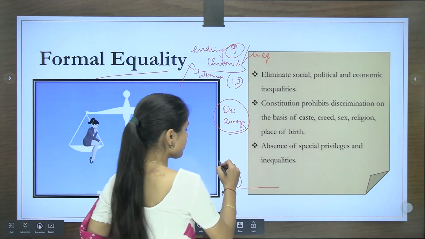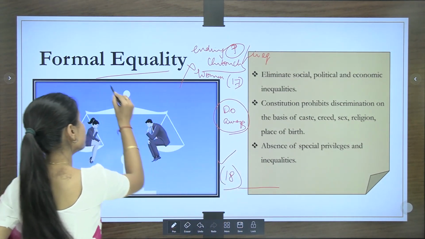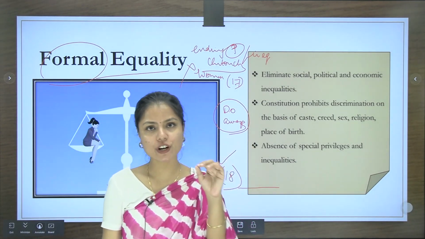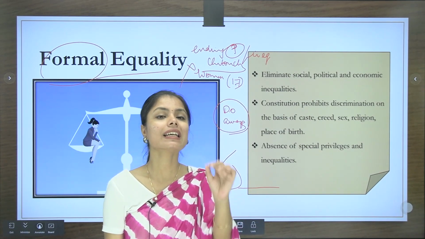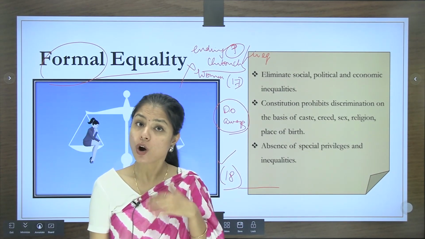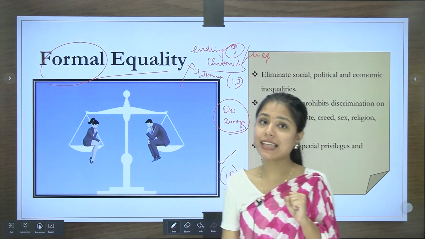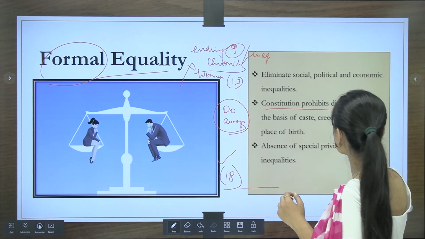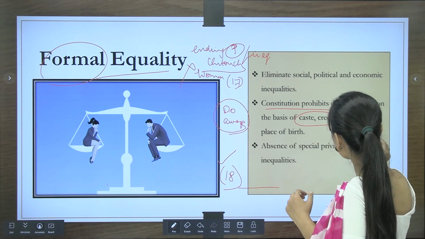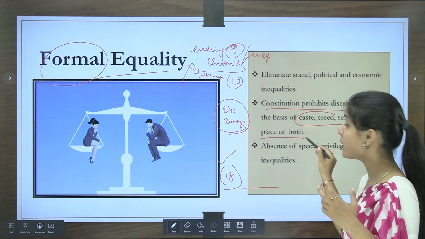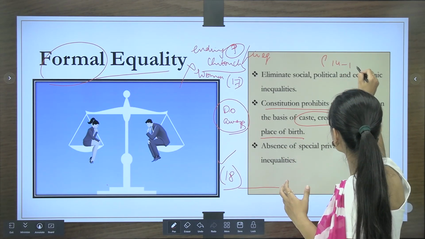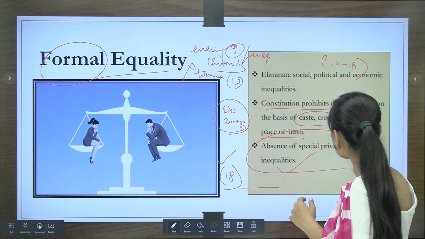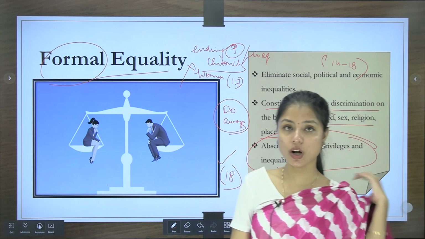What is that? What is promotion of equality in the formal sense? So when you talk about formal equality, it simply means an effort or an attempt to do away the existing set of privileges or the existing set of inequalities that exist. So all you need to do is, let's say Indian Constitution prohibits discrimination on the basis of caste, creed, sex, religion, place of birth. We have Article 14 to 18. Then all you have to do is you have to ensure that there are no special privileges and inequalities.